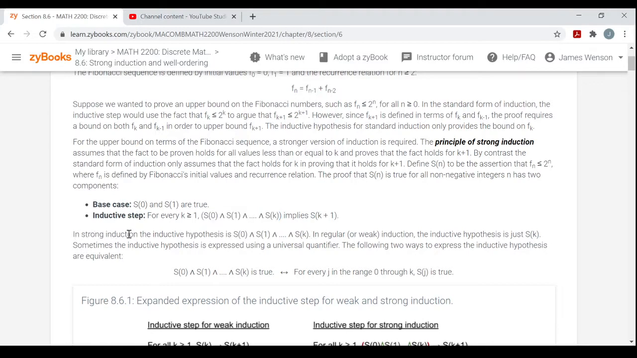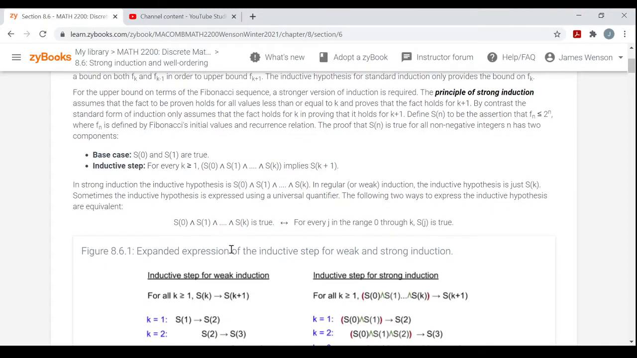All right, so in strong induction, again, the inductive hypothesis is that the statement is true for all values up to k. In regular or weak induction, the standard induction, if you're calling this strong induction, the inductive hypothesis is just S of k is true. Sometimes the inductive hypothesis is expressed using a universal quantifier. The following two ways to express the inductive hypothesis are equivalent.